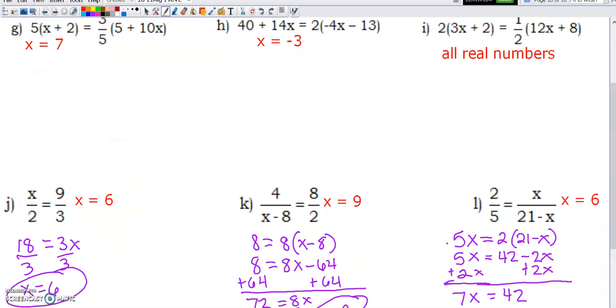Here are the answers for the last 6 problems. 7, -.